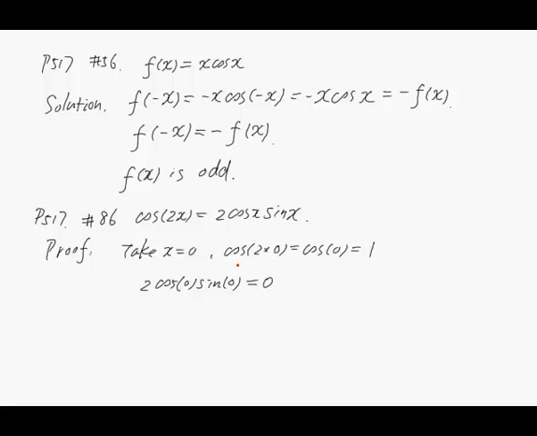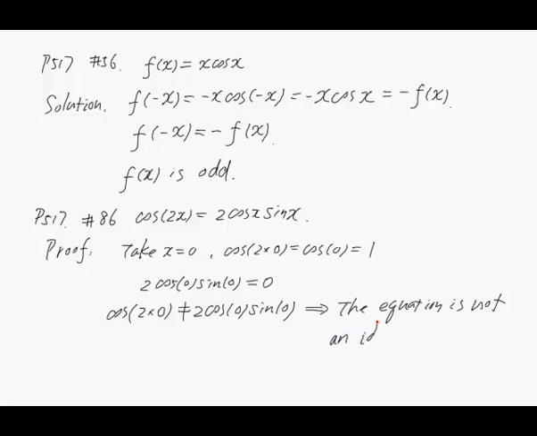So that means 0, this number does not satisfy this equation, right? So we have cosine of 2 times 0 not equal to 2 times cosine 0 times sine 0. And this just implies this equation is not an identity. Okay.